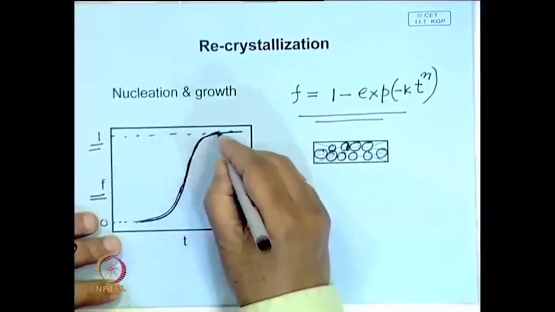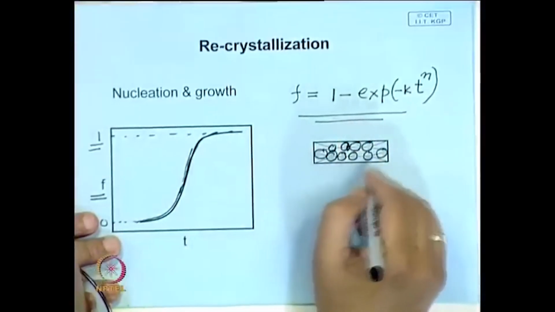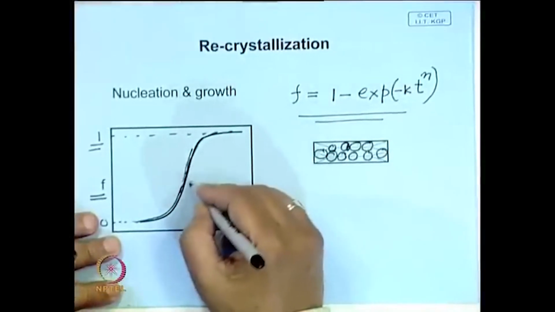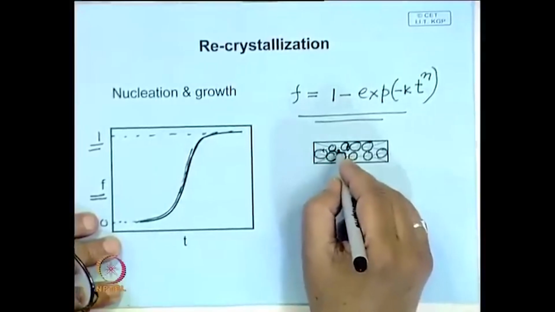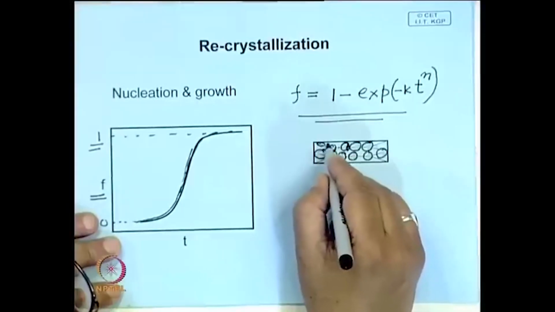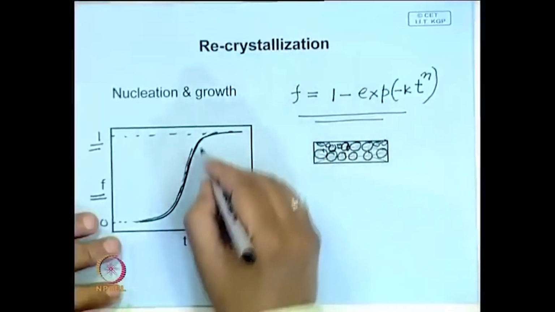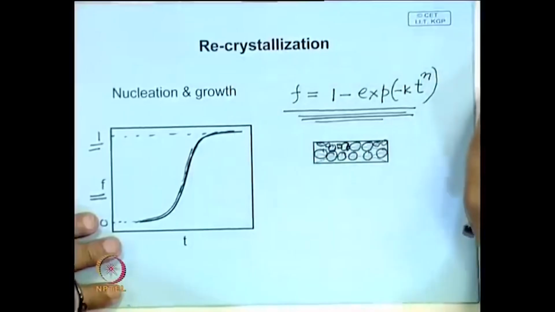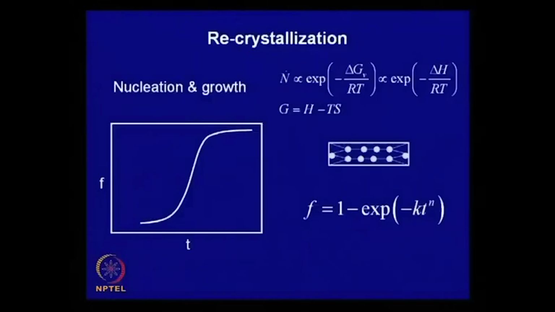Somewhere in between you have the maximum rate of transformation, where both nucleation and growth are favorable, they add up and you have the maximum. Later on the growth again becomes slower, and nucleation also becomes more difficult, because most of the sites where nucleation could take place, the grains have nucleated. So, again the rate decreases. Most of these types of solid state transformations follow this kind of kinetics, and we will be referring to this type of equation again and again.